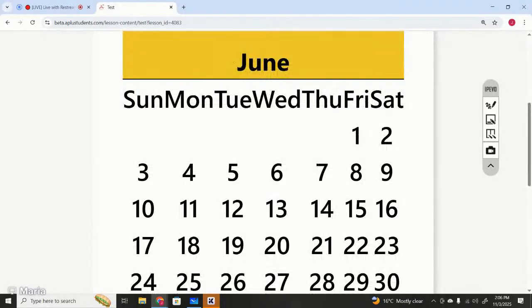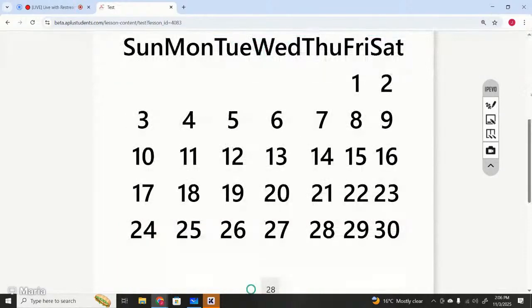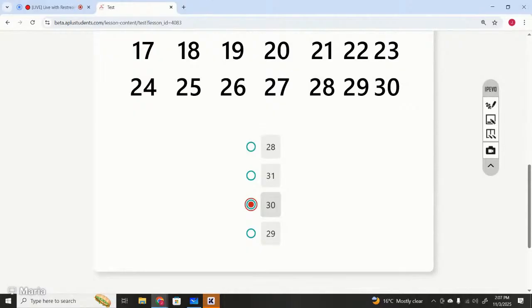Okay, the next one is how many days are there in June? We need to find the days in June. So there are 30 days in June. The correct option is there are 30 days in June.